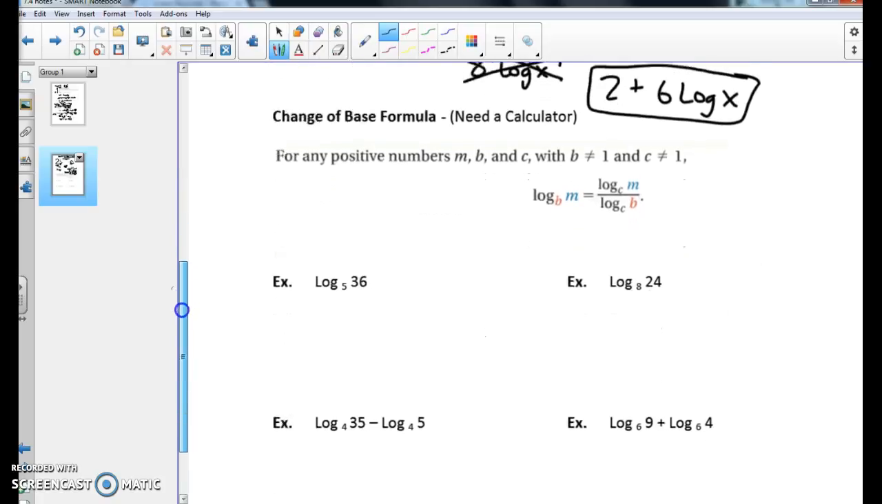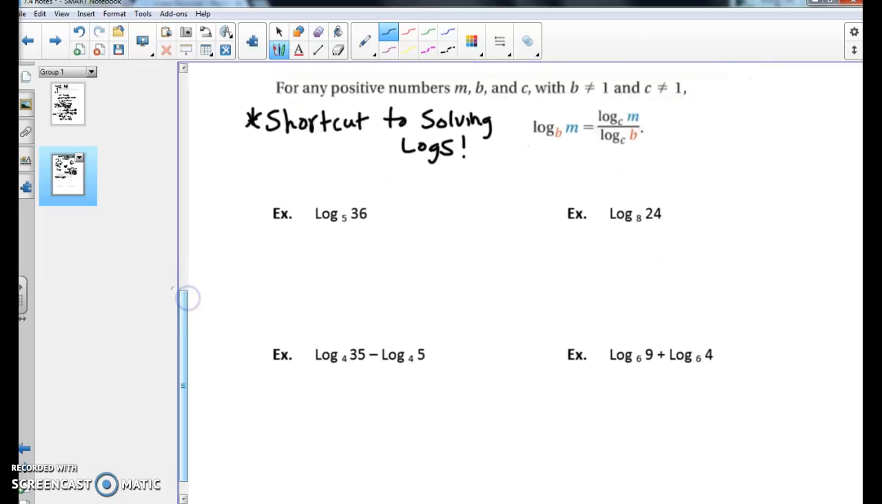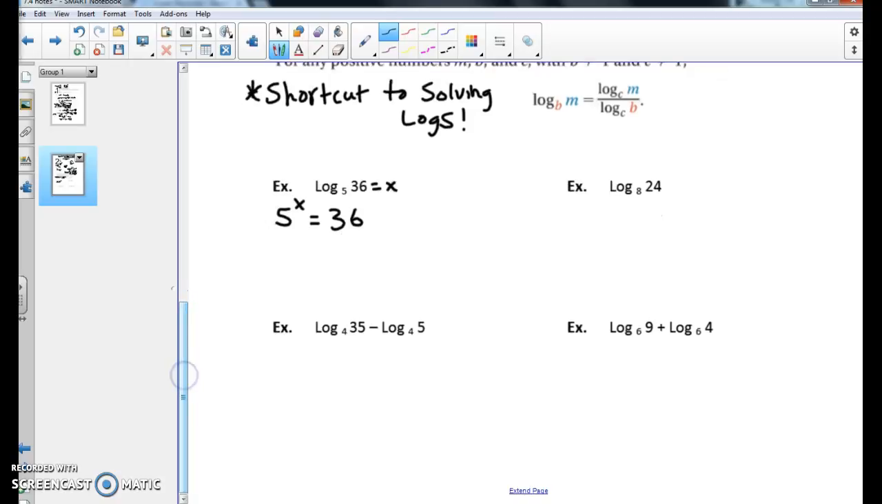The last part here is called the change of base formula, and for this we're going to need a calculator. And this really, guys, I'll make a note of this, is the shortcut to solving logs. I'm going to try and go through this a little quick here, I'm running out of time. The first one, if you look at it, is log base 5 of 36. If I flip that around into exponent form, let's visualize that for a second: 5 to the x equals 36. I don't know what power of 5 is going to take me to 36, so I don't know what x is at this point. It's kind of tough for me to figure that out.